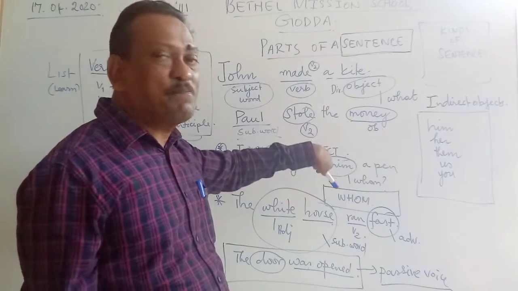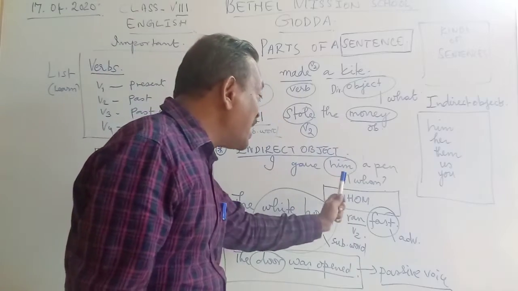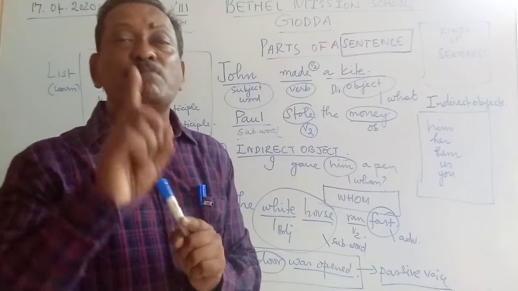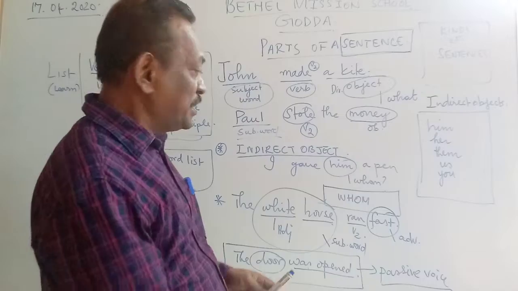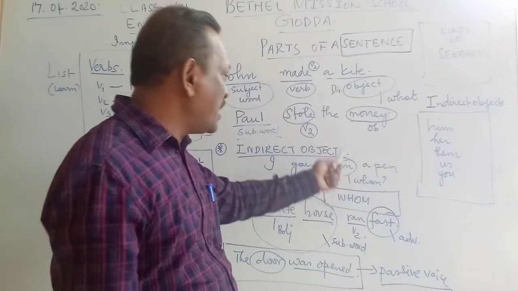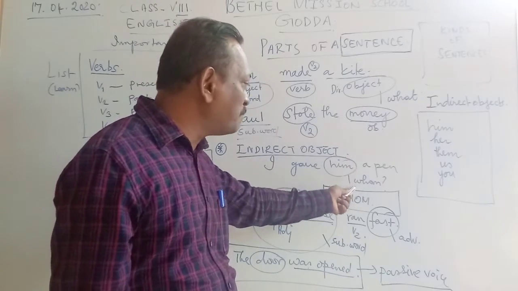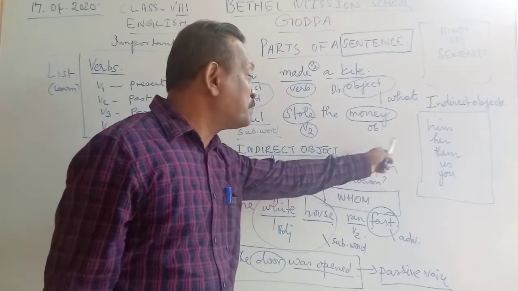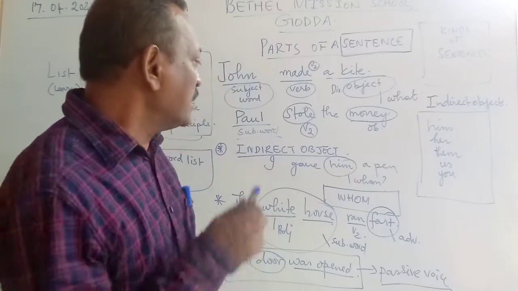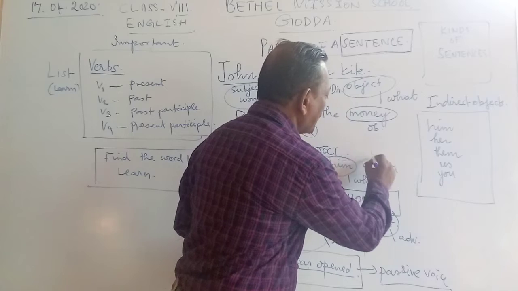I gave him a pen. I repeat, whom did I give a pen to? I gave him a pen. So obviously it goes without saying that him is the indirect object. And then what is pen? A pen. Well, this pen is the direct object here.